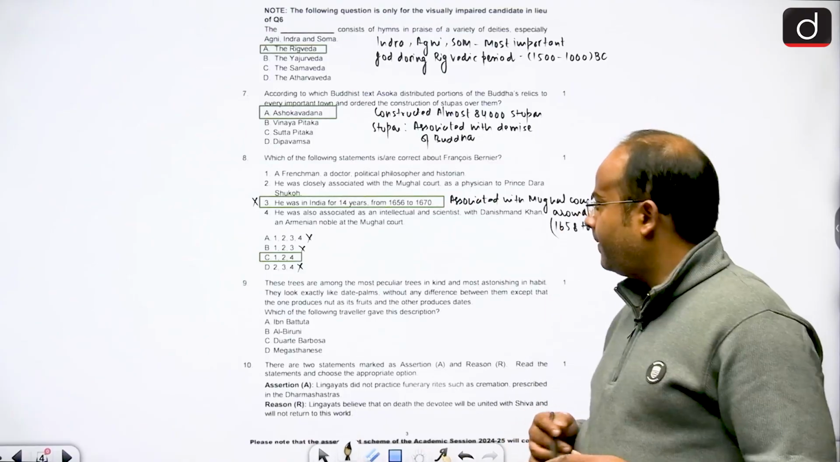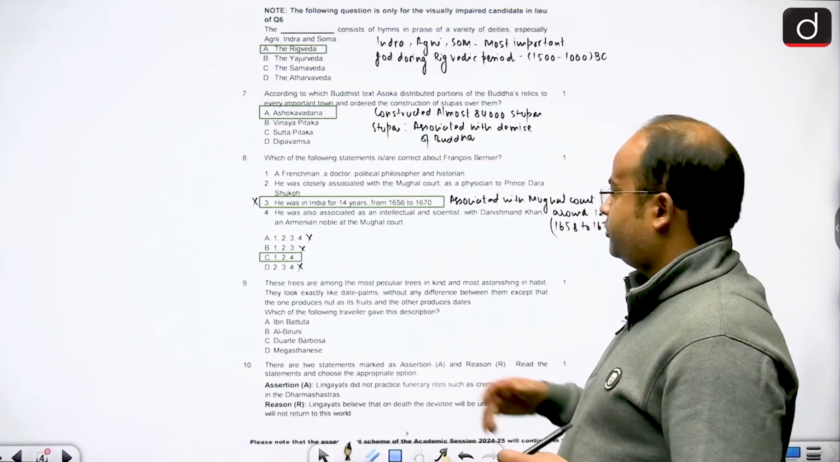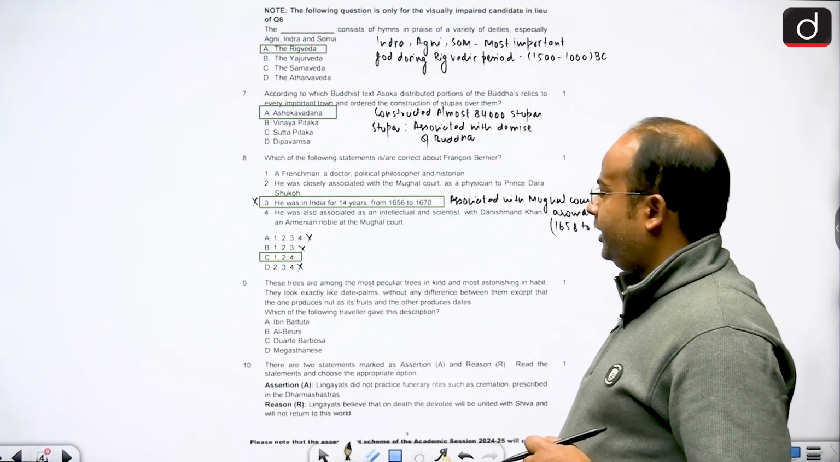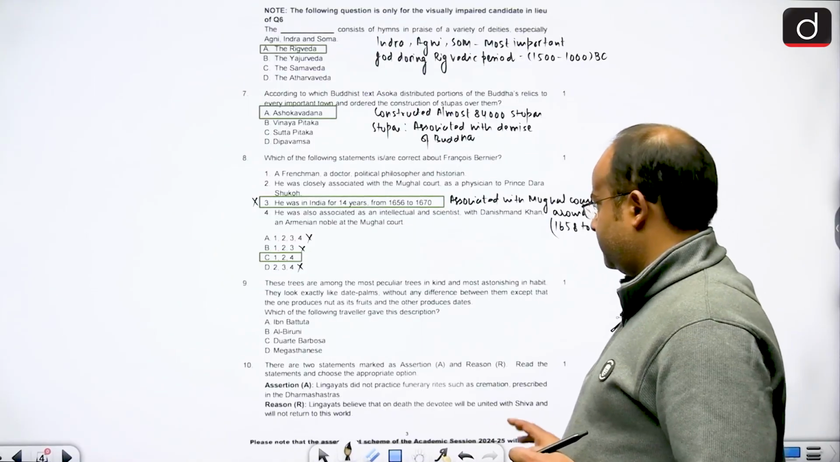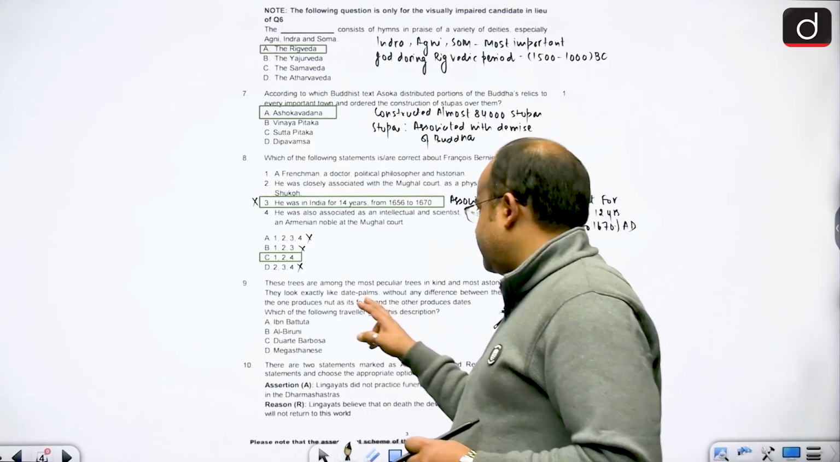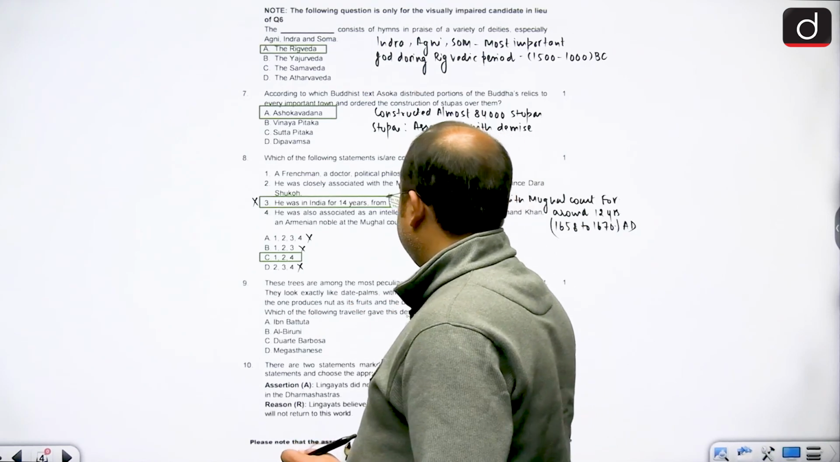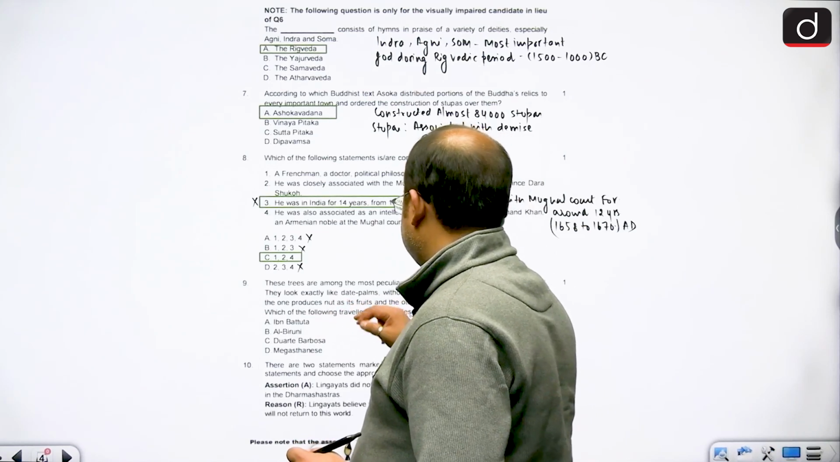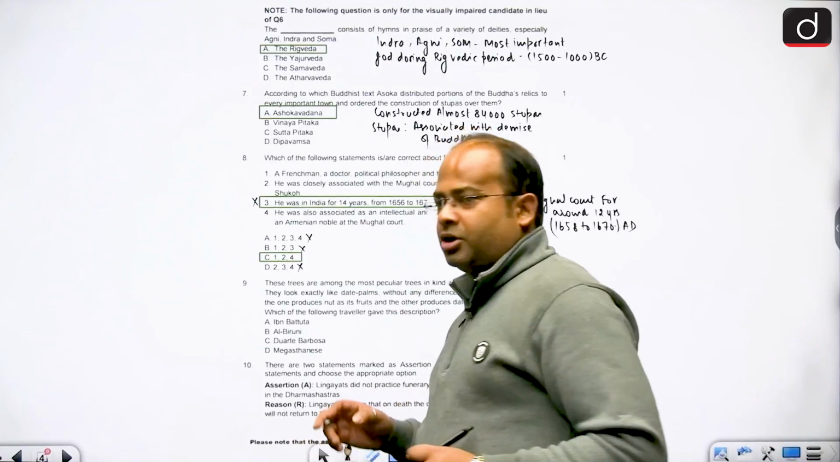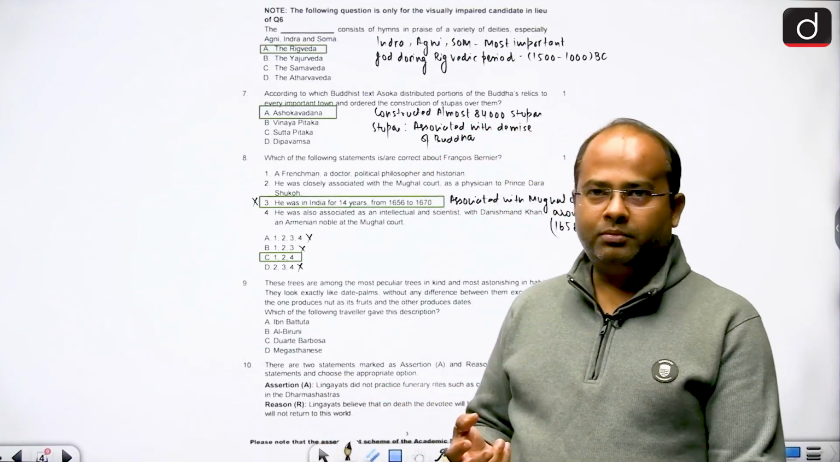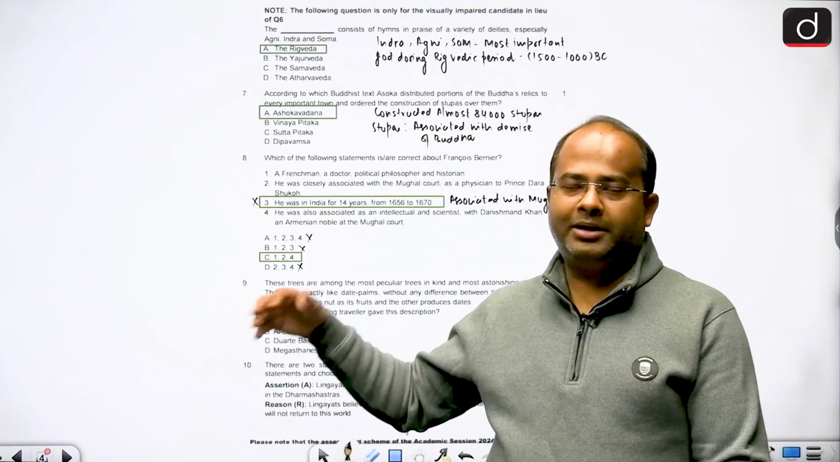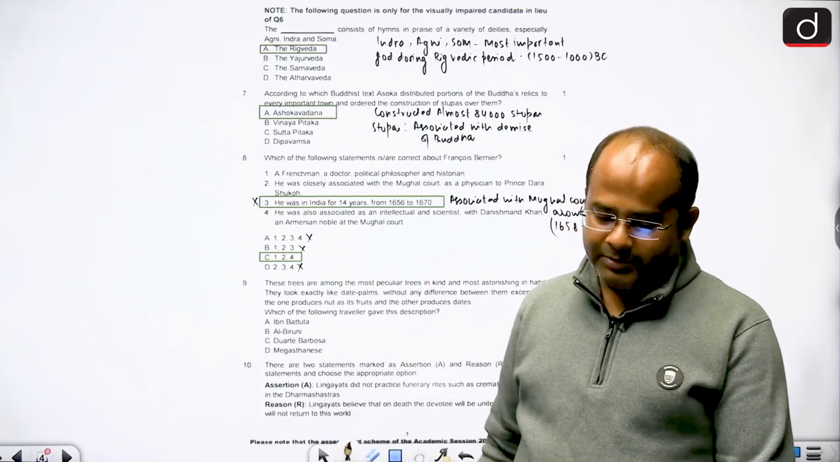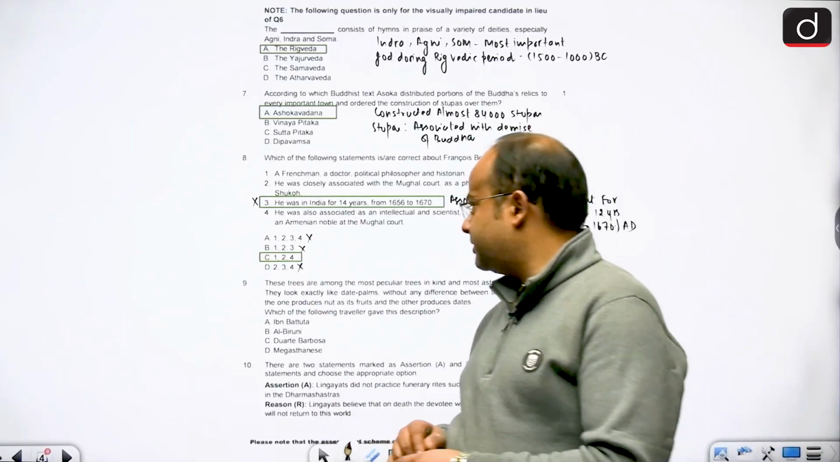So who gave this description? Ibn Battuta, Al-Biruni, Duarte Barbosa or Megasthenes. So it is just like a date palm without difference between them. One produces a nut as its fruit and the other produces dates. So it is talking about the khajur tree and the coconut tree. And by whom was this statement given?